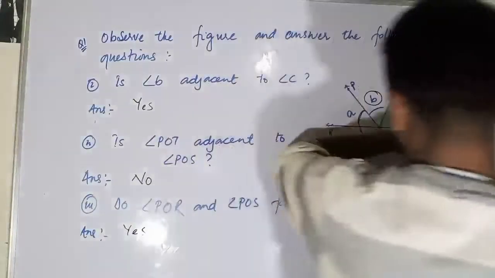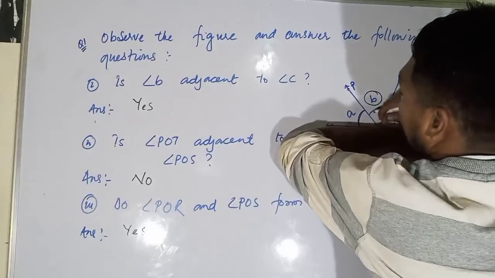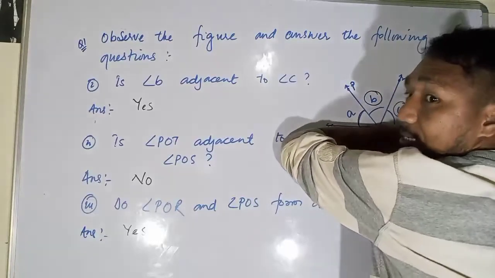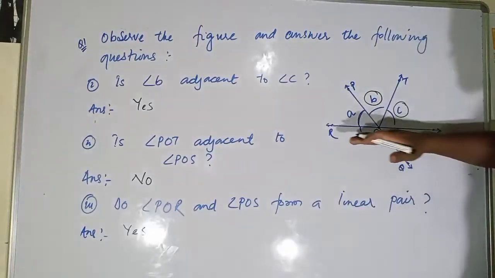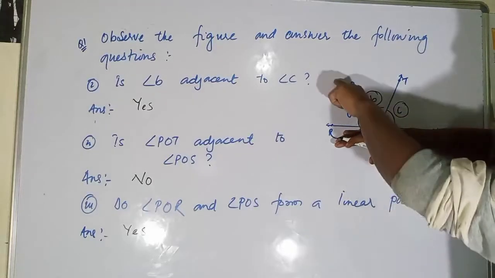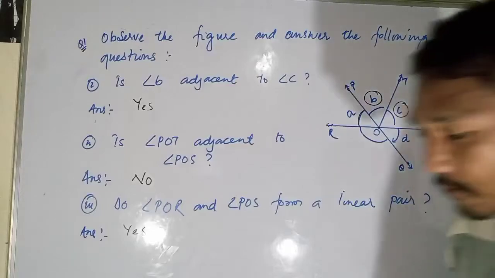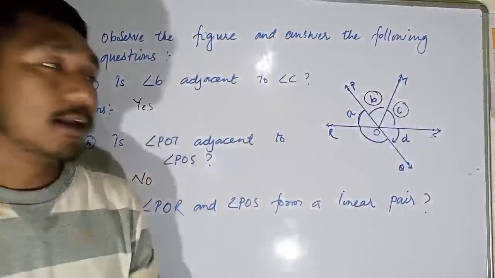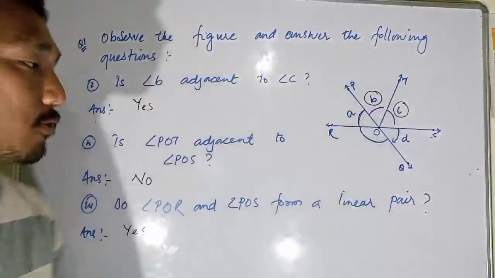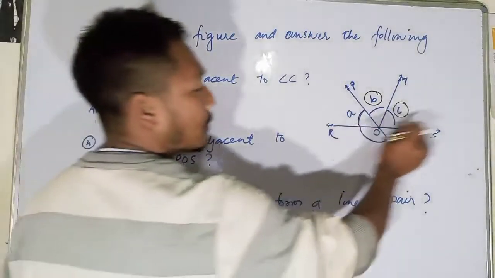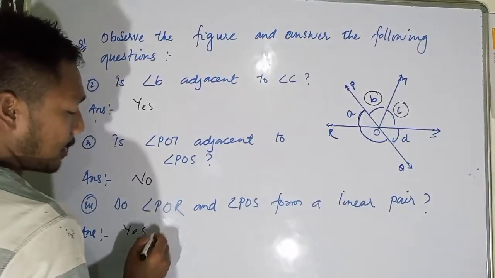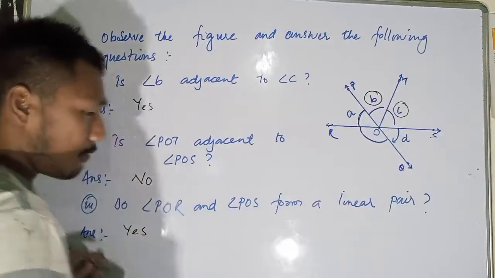Why? Because they are standing on the straight line. One is this angle, another one is this angle. Okay, so they are forming a linear pair. What is a linear pair? They should be in a straight line, right? They should be in a straight line. So ROS is a straight line. Yes, they are linear pairs of angles.